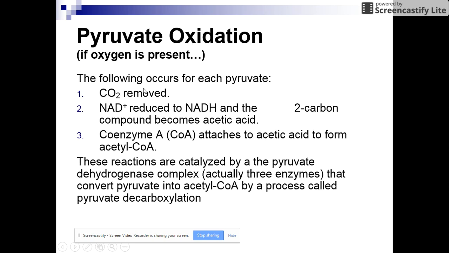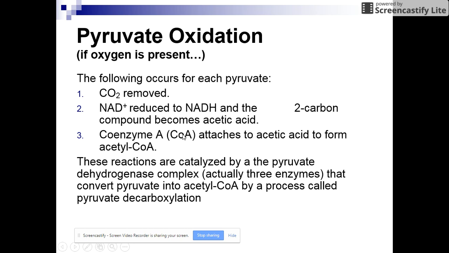So I'll quickly move on to pyruvate oxidation. And notice that this happens if oxygen is present. So the following is going to occur to the pyruvate molecules, because there's 2 of them that enter into the pyruvate oxidation from glycolysis, because everything is per glucose molecule. So you're going to have a CO2 removed from each pyruvate. So it goes from a 3-carbon to a 2-carbon. The NAD plus is reduced to NADH, and that remaining 2-carbon compound becomes acetic acid.